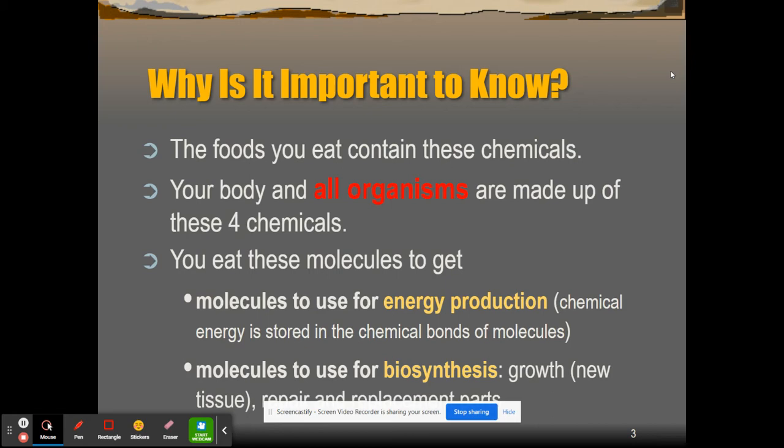They are in all organisms. And you eat these things so that you can get the molecules needed to produce energy. But you also eat these things to get the molecules you need for biosynthesis. Bio means life, and synthesis means making. So for all of the new cells, your growth, your tissue, your repair, your replacement parts, when you scrape your knee or you cough out your left lung, you need new tissue cells, and you get them from eating a variety of foods so that you can get all the little monomers you need to build the big organic biomolecules.